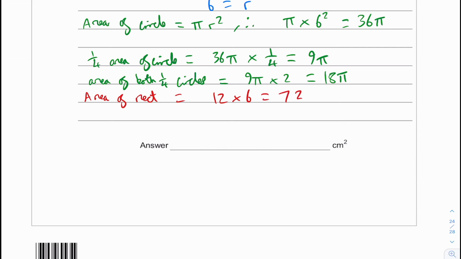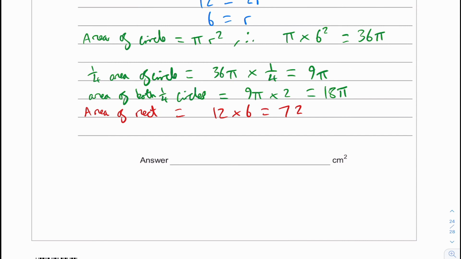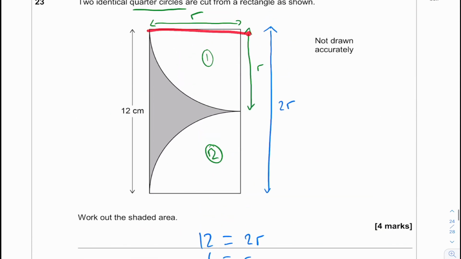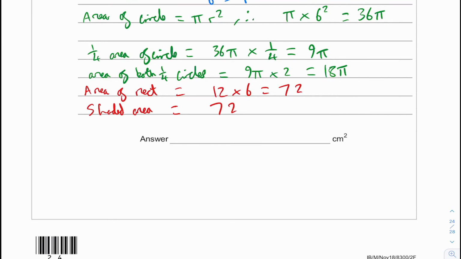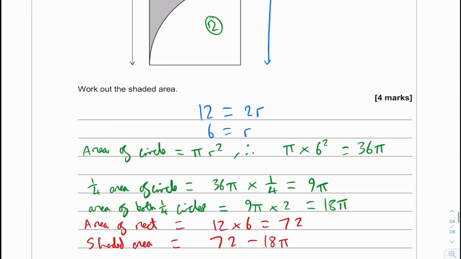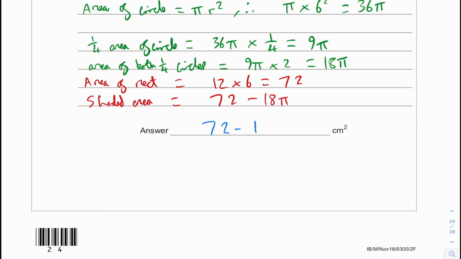So we can then say, I'll just change colour, area of rectangle is equal to 12 times 6, which is equal to 72. And we can therefore say that the shaded area is equal to our 72, which again is the area of the entire rectangle, take away the area of our two quarter circles here and here, which was equal to 18 pi from this part that we worked out. So 72 take away 18 pi, and they don't say to give this as a decimal answer, so I just leave the answer as that, which is the exact number. 72 take away 18 pi.